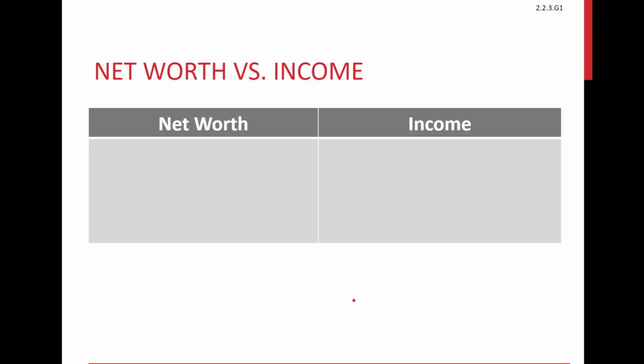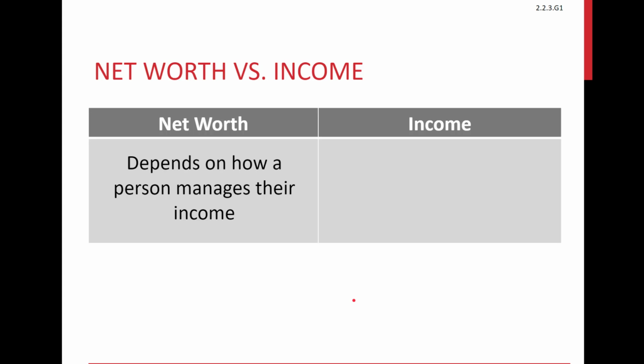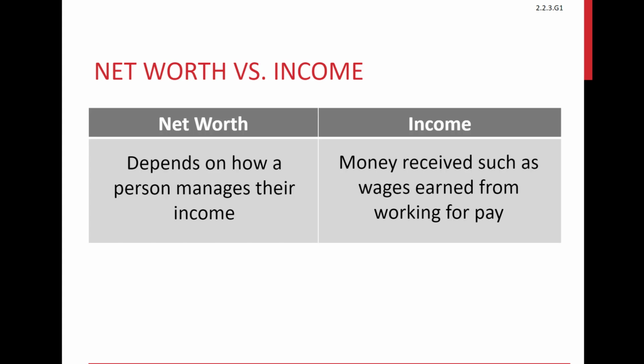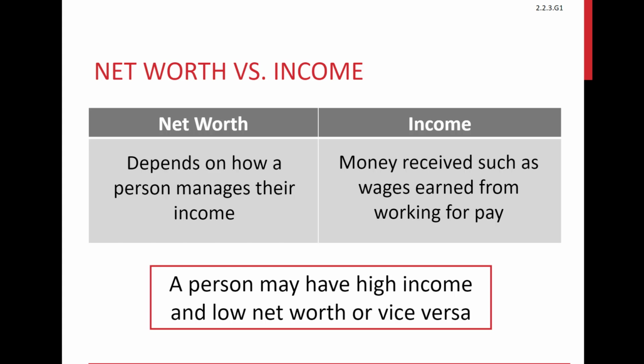So net worth versus income. Net worth depends on how a person manages their income, and income is just the money that you receive from wages earned from working for pay. A person may have a high income and a low net worth, or vice versa. So you could have a low income and a high net worth. Income is not necessarily related to your net worth. Net worth has to do with everything you own minus everything that you owe.